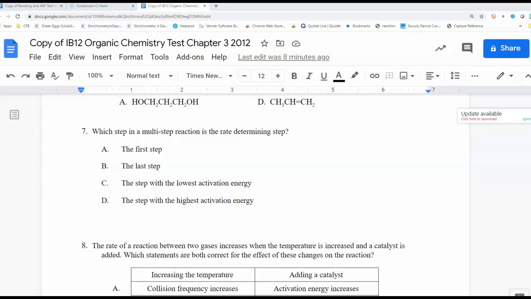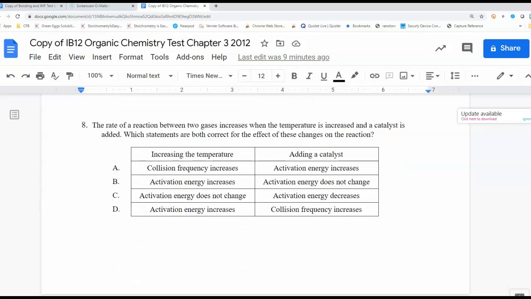Okay. Number 8, the rate of a reaction between two gases increases when the temperature is increased and a catalyst is added. Which statements are both correct for the effect of these changes on the reaction? Remember, adding a catalyst simply changes the pathway of the reaction and decreases the activation energy. So anything that says activation energy does not change or says activation energy increases gets to go away. And then collision frequency was not activation energy.